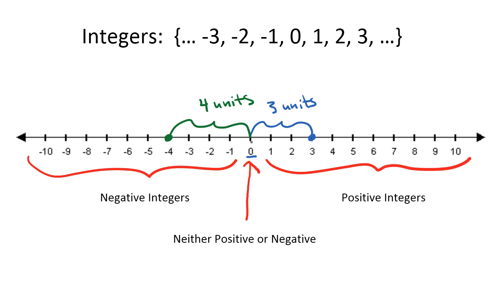When we want to talk about the distance that a number is from 0, we call that the absolute value of the number. The absolute value of any number is the distance that that number is from 0 on the number line. Let's look at a couple examples here.